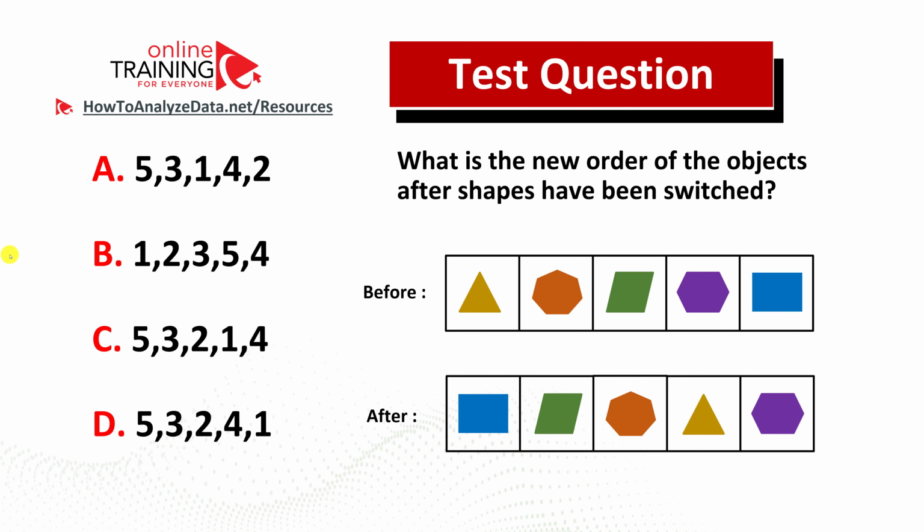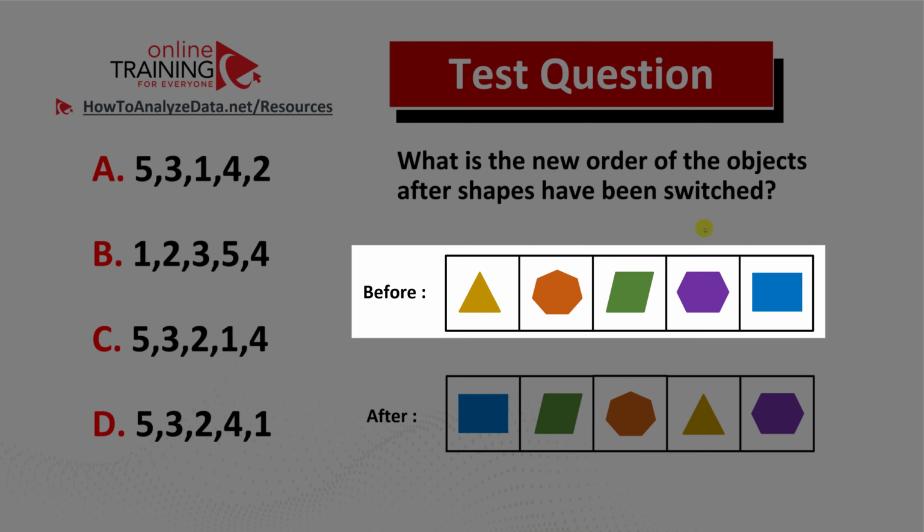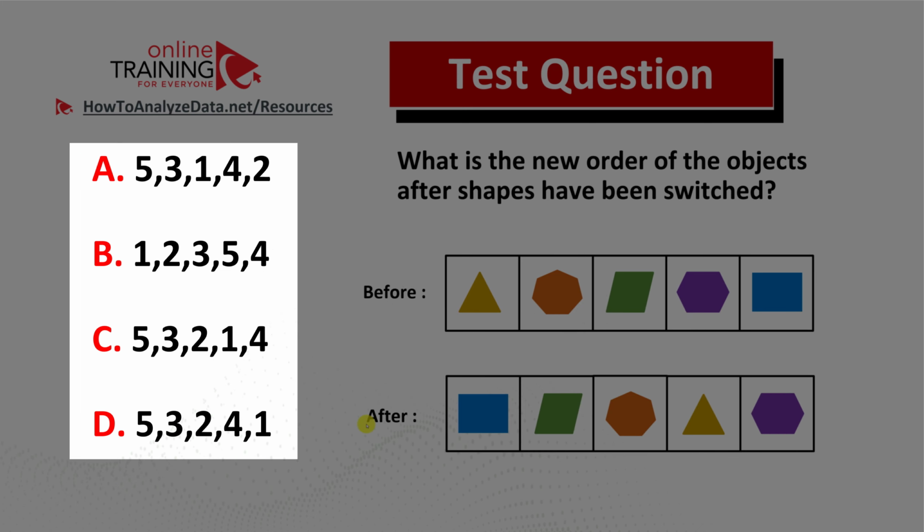Let me share with you an interesting question from the test. I have confidence that you might figure out the answer. Here's the question. What is the new order of the objects after shapes have been switched? And you have before sequence of the shapes, where you see 5 shapes, and after sequence of the shapes. And you have 4 different choices.